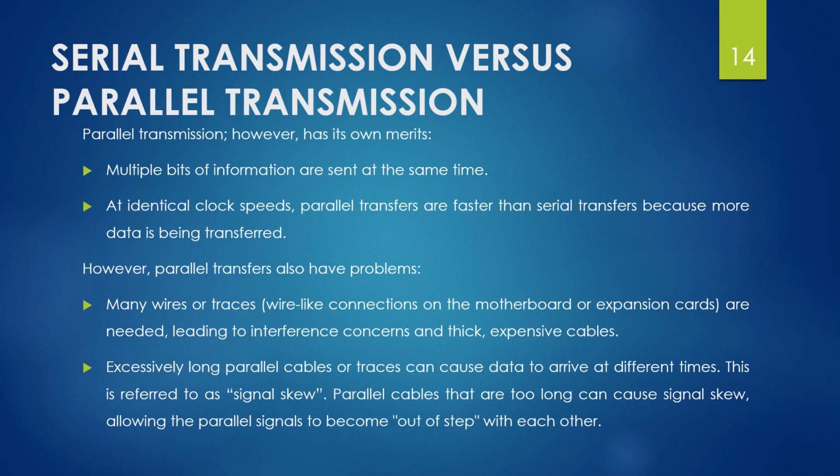Excessively long parallel cables or traces can cause data to arrive at different times. This is referred to as signal skew. So parallel cables that are too long can cause signal skew, allowing the parallel signals to become out of step with each other, that is, out of synchronization. Difference in voltage between wires or traces can also cause jitter.